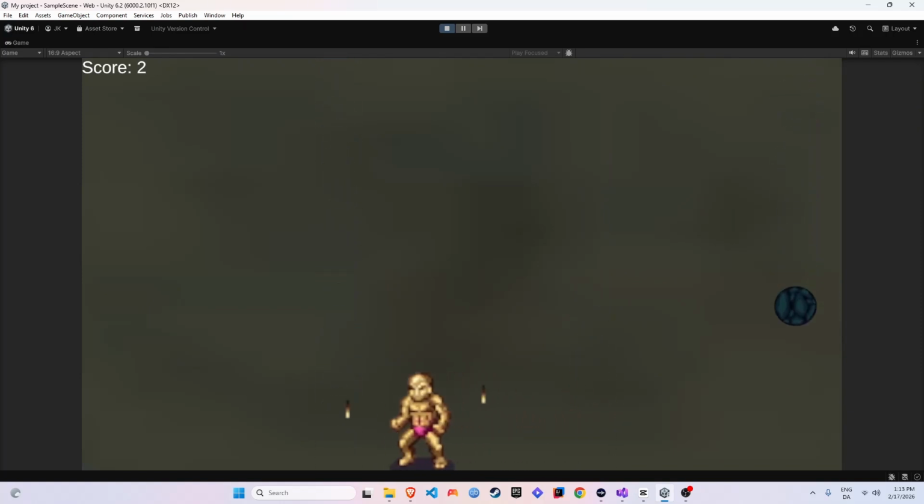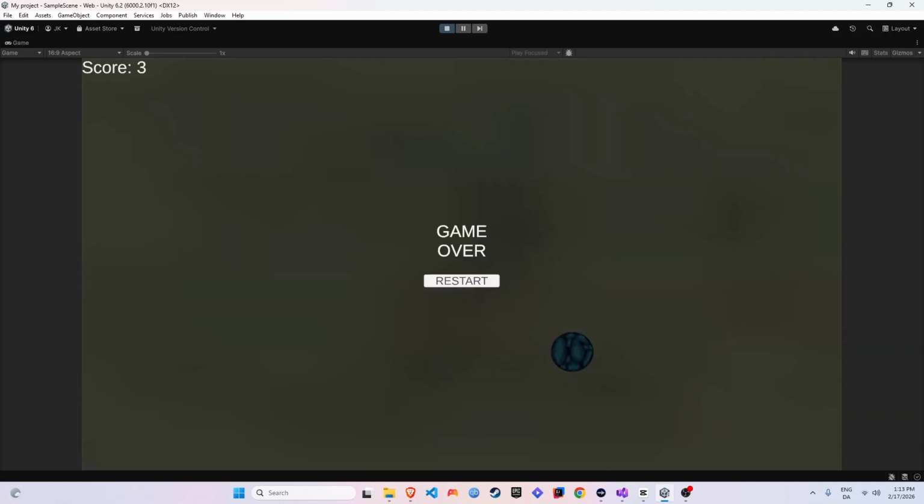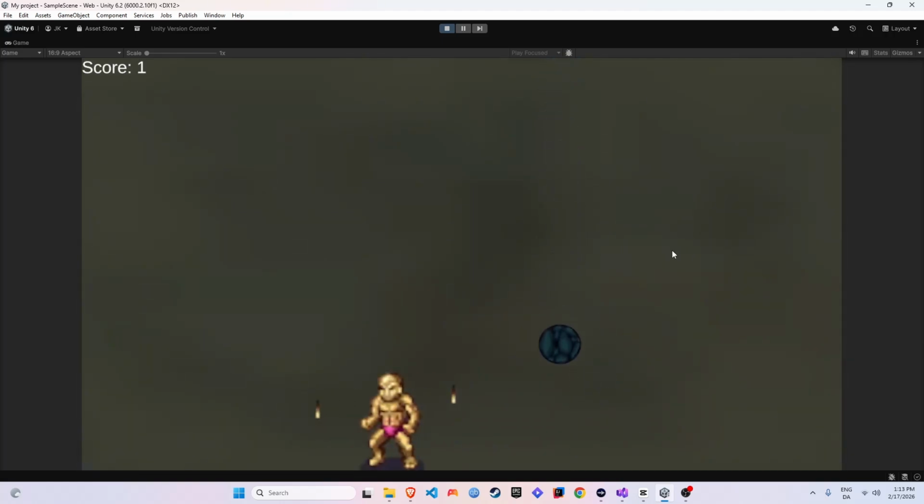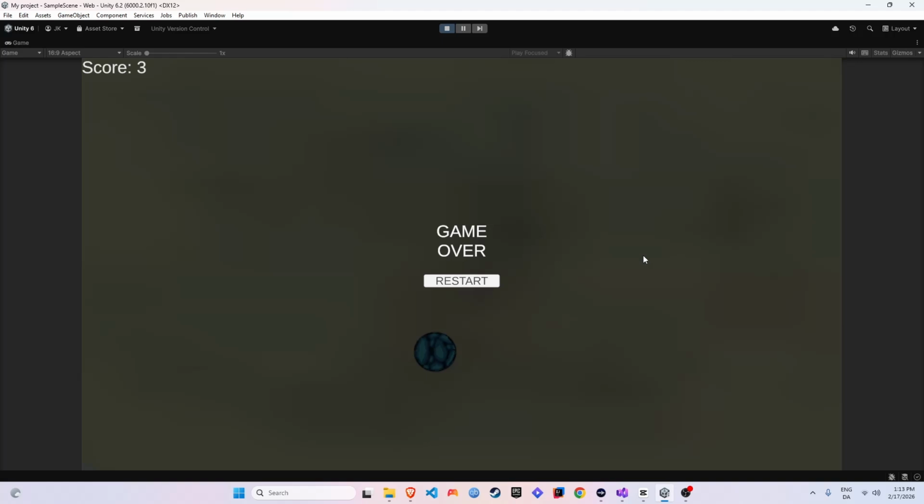In this series, we're going to build a small-scale 2D game from scratch where the goal is simple. Avoid the falling boulders and survive as long as possible to get your score to the highest point possible. Even though the game is simple, we're going to cover a lot of important Unity fundamentals along the way.